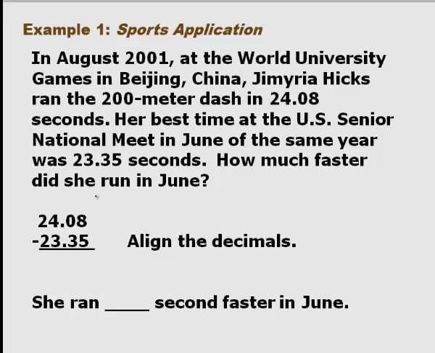Well, as a reminder, whenever you're adding or subtracting decimals, you need to line up the decimal places. Put your decimal down here. So we're going to line up the decimals, and then we're going to subtract. 8 minus 5 is 3. We're going to borrow. 10 minus 3 is 7. This becomes a 3. So it's 73 hundredths seconds faster.